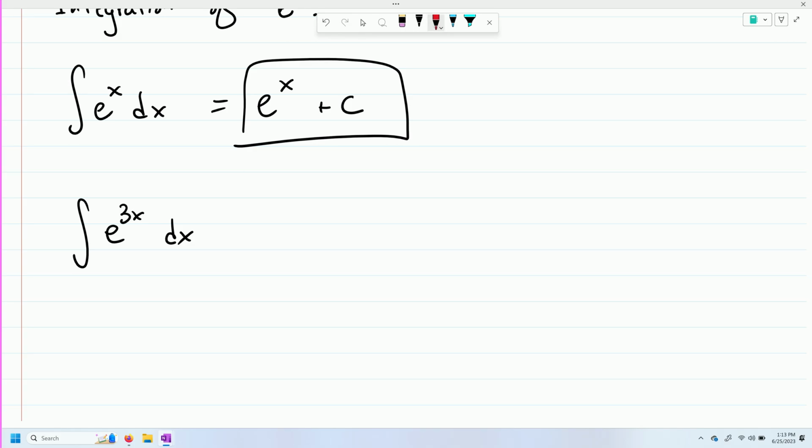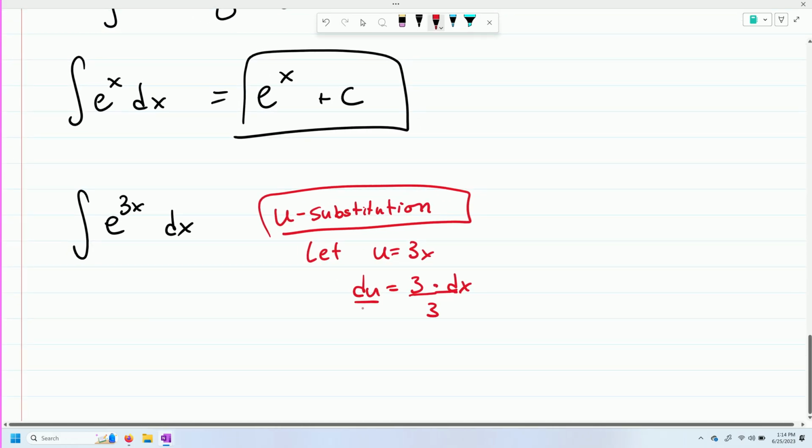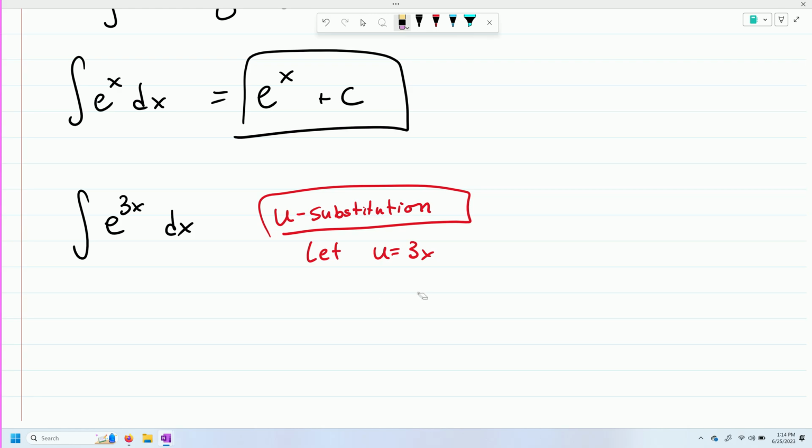Well, in this scenario, we are forced to use substitution. Okay? So we're going to let u equal 3x, du equals 3 times dx. And remember, I like to solve this for dx, so I'm going to divide both sides by 3. That's just going to give me 1/3 du equals dx.